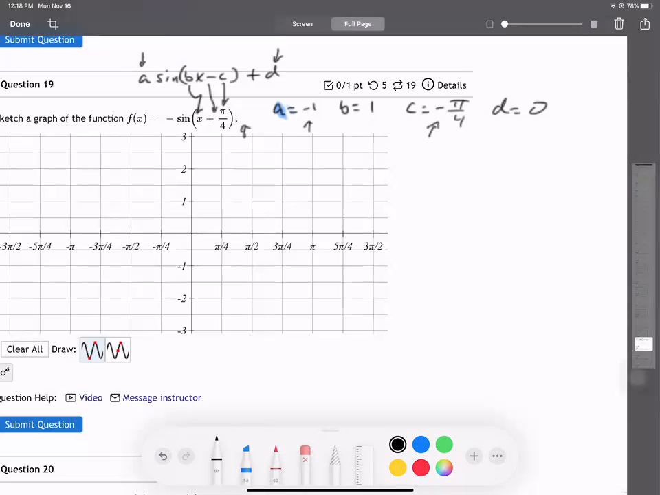So we start from D and we go to A, right? The joke is like the subway line. We start from the end and work our way forward. So let's go ahead and start with D. D is 0. That means we're going to start the graph right here at 0.